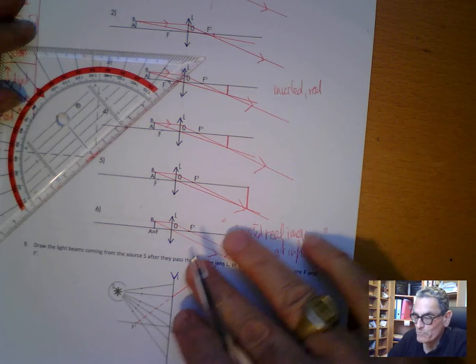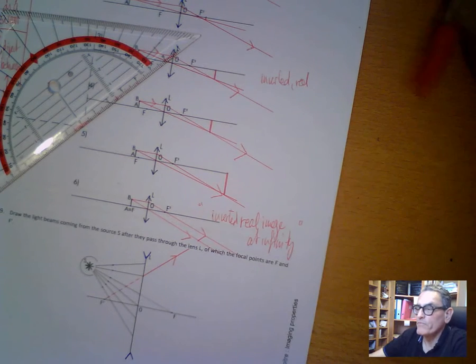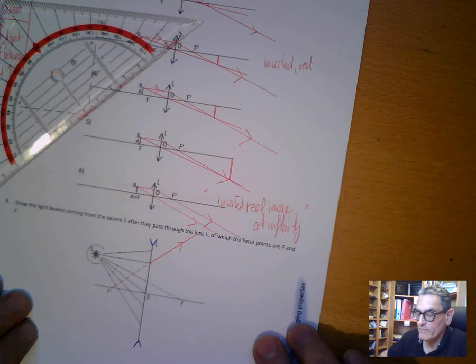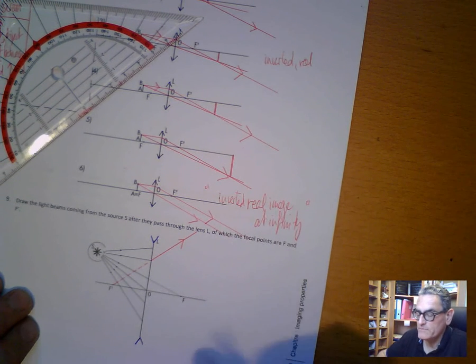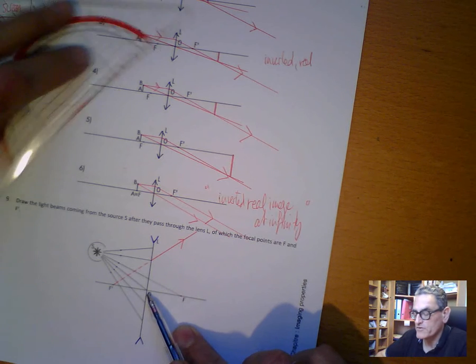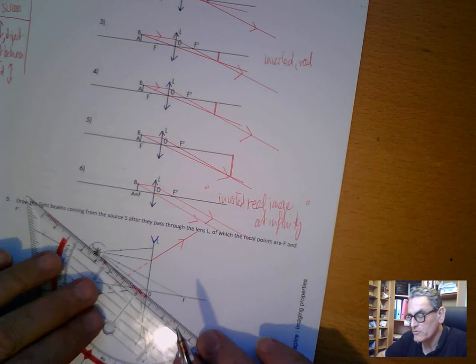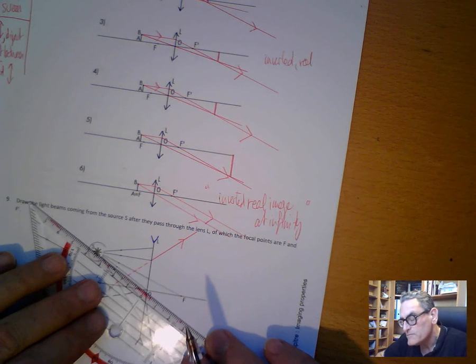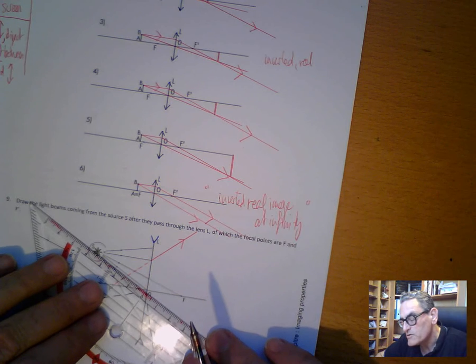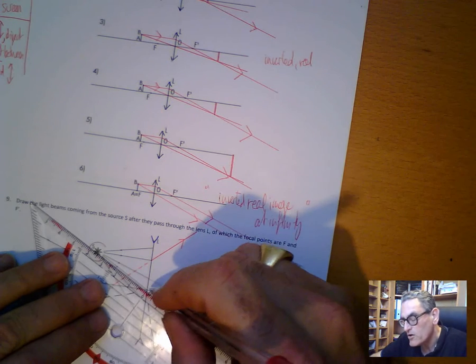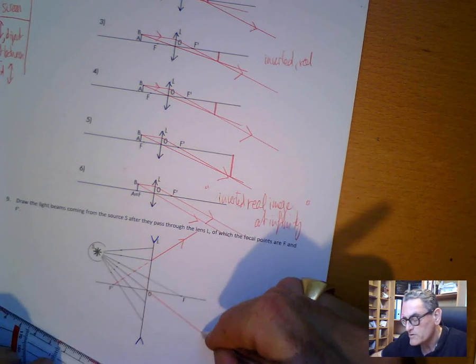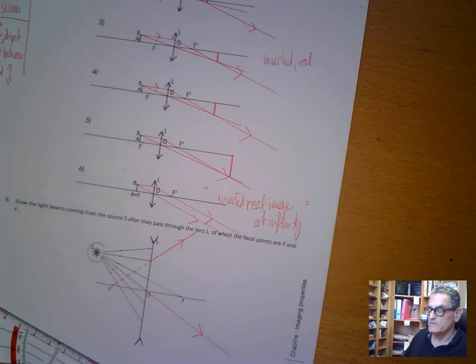The one who passes through, well, the line, the middle of the lens. Yeah, through the center of the lens. And this one goes how? It goes straight. Okay, it's not deviated. So this one you can draw it.